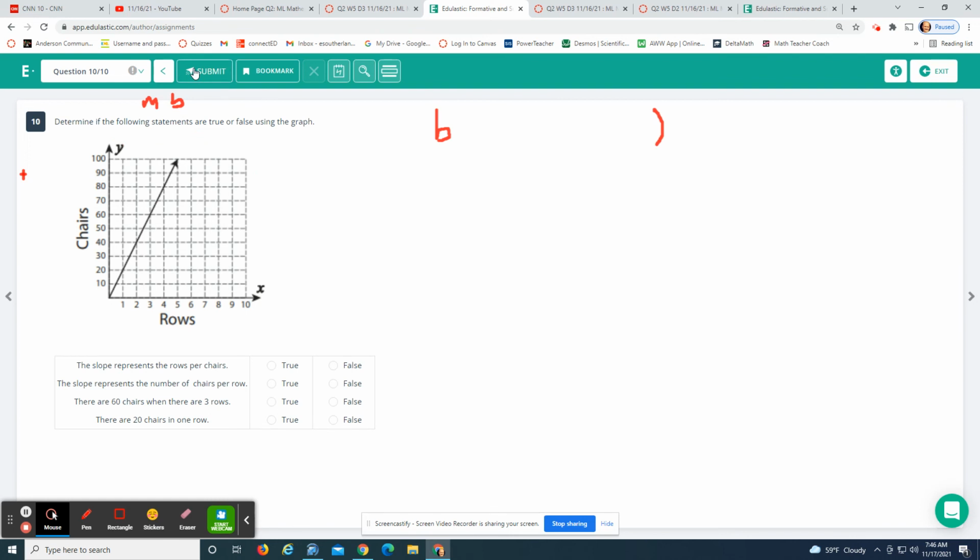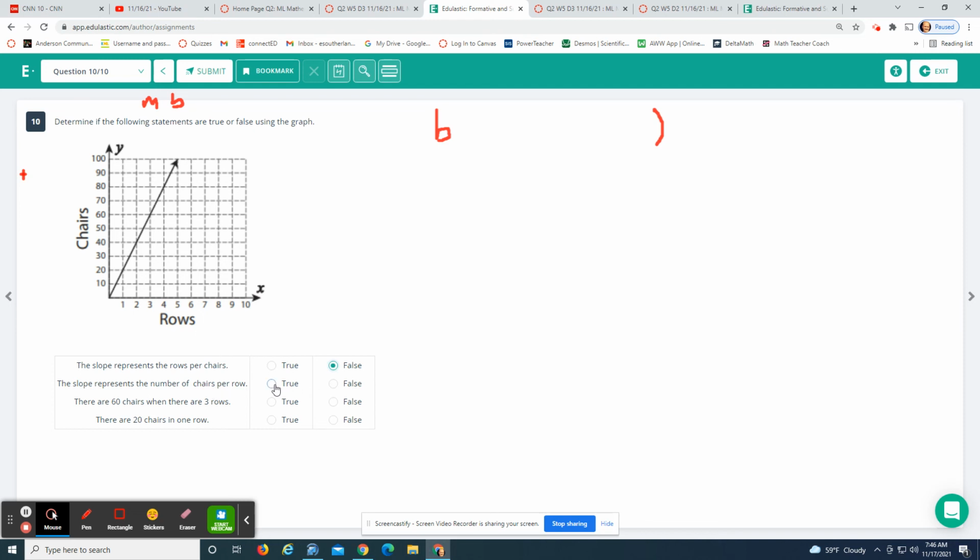And the last question is a handful of true or false questions based off the graph. It says slope represents rows per chair. It should be chairs per row. So that's false. Slope represents the number of chairs per row. Chairs per row.